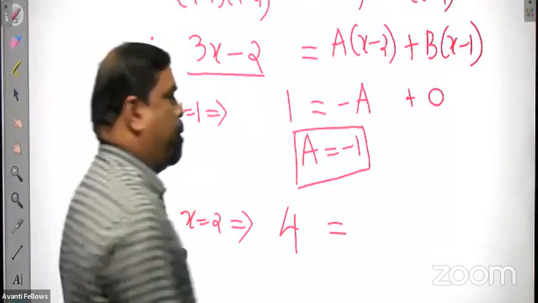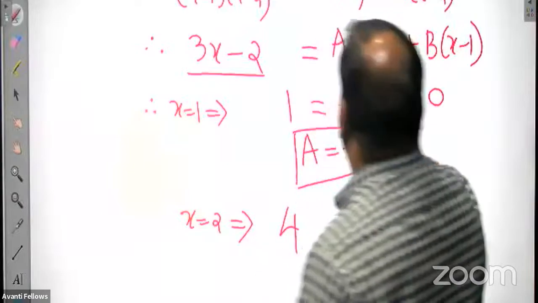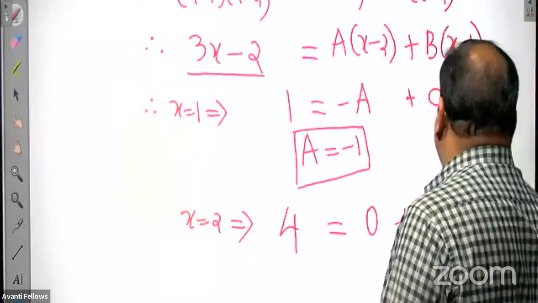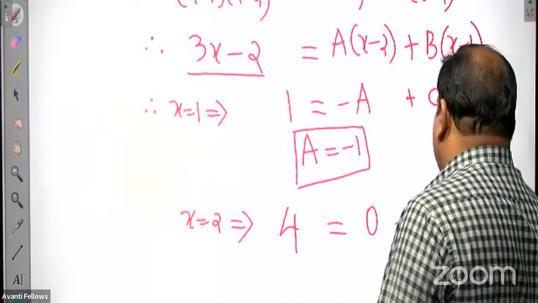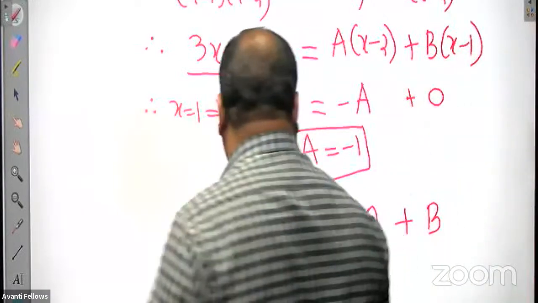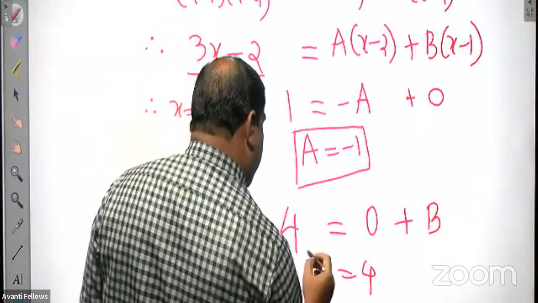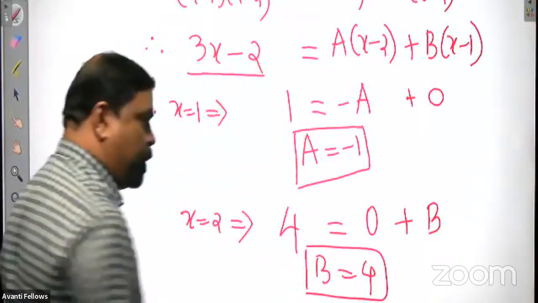That is equal to the right side, where the first term will be 0 and the second term is B into (2 - 1), that is B only. So now we have the value of B also: B = 4.